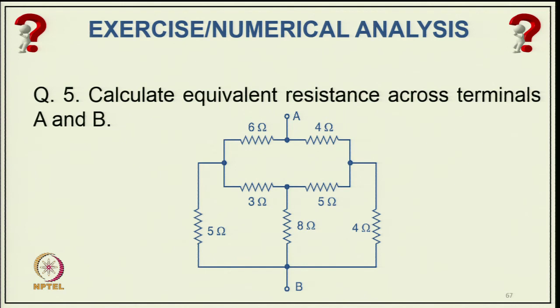Similarly, here we have to calculate the equivalent resistance across terminals A and B, and now you can see here again we have a network with a star connection in between.